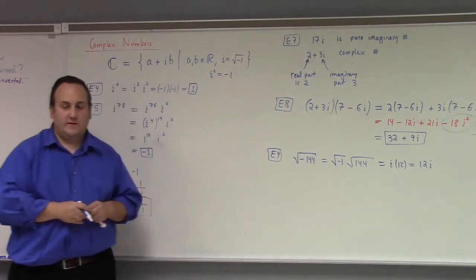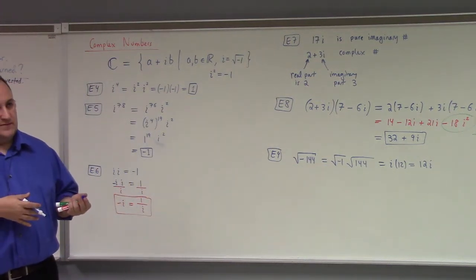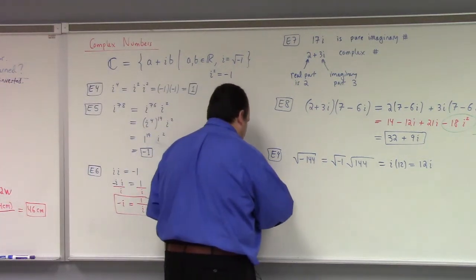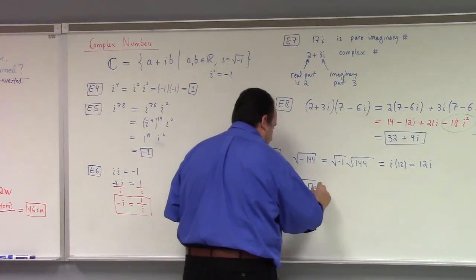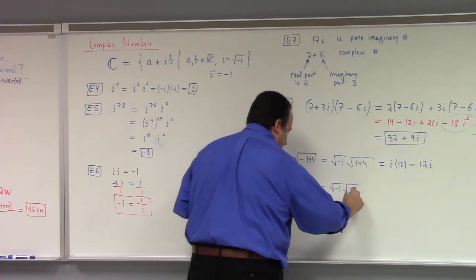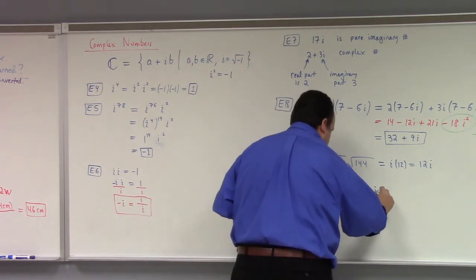So anytime we have the square root of a negative number, we can trade it for the square root of a real number times i. Here's another. If I have the square root of minus 17, I can trade that for the square root of minus 1 times the square root of 17. And lo and behold, we get i root 17.